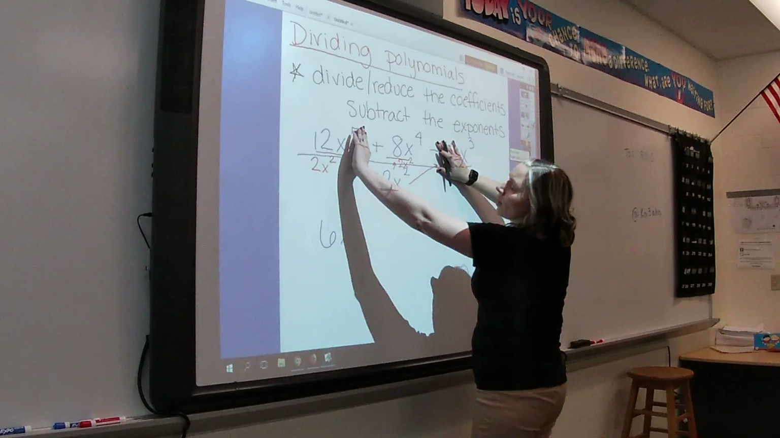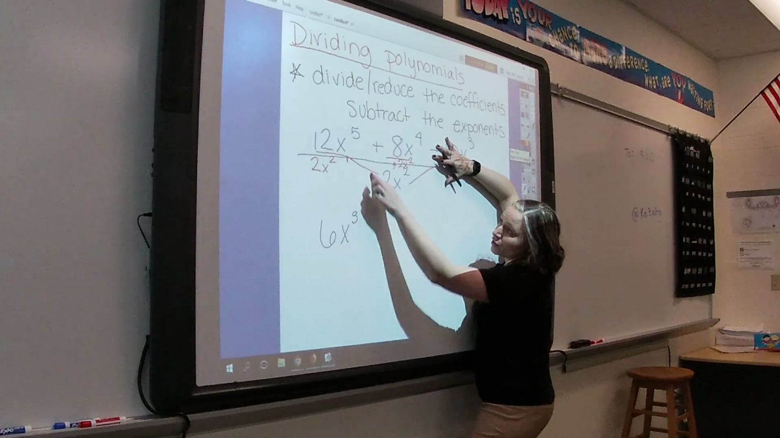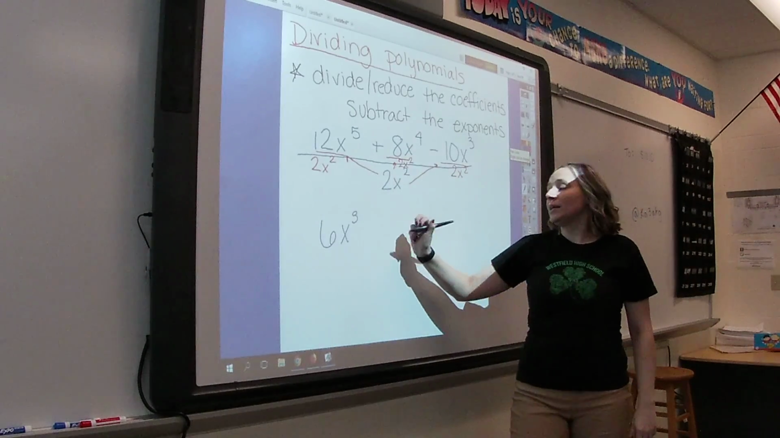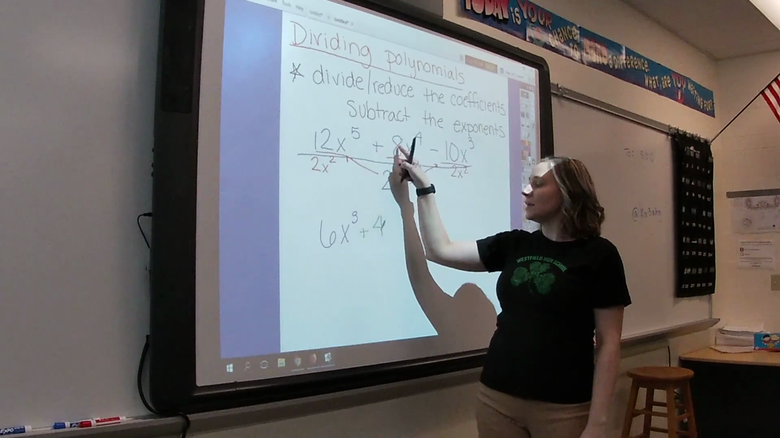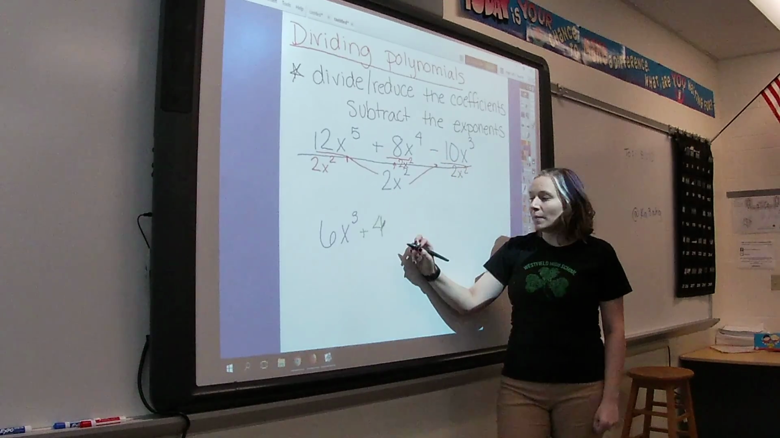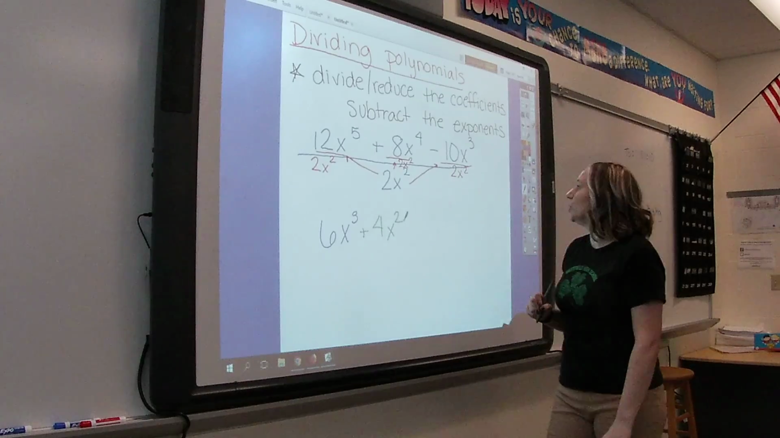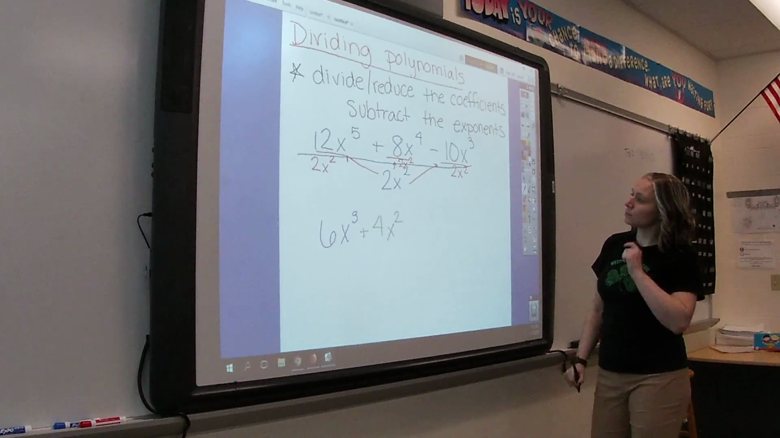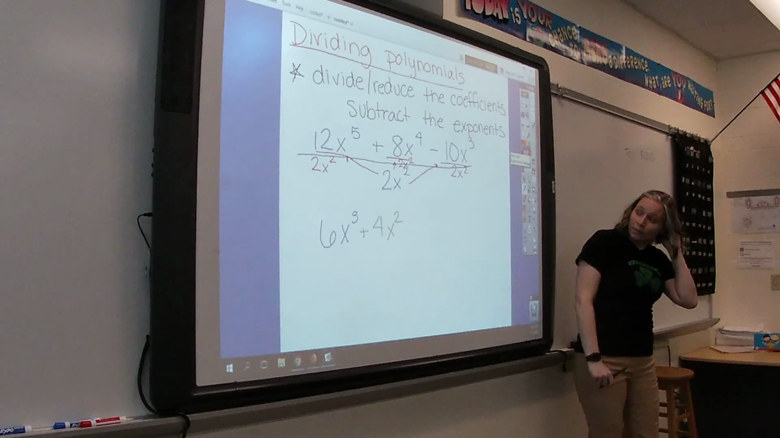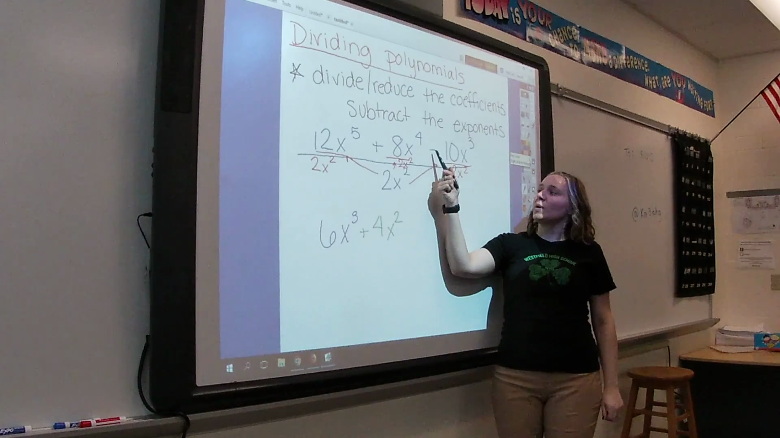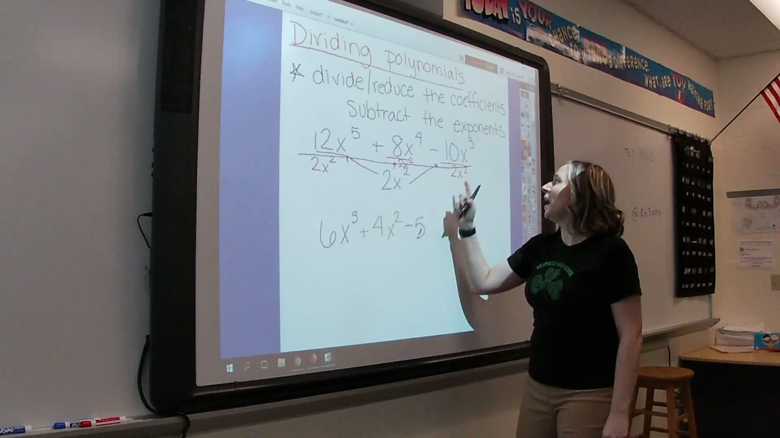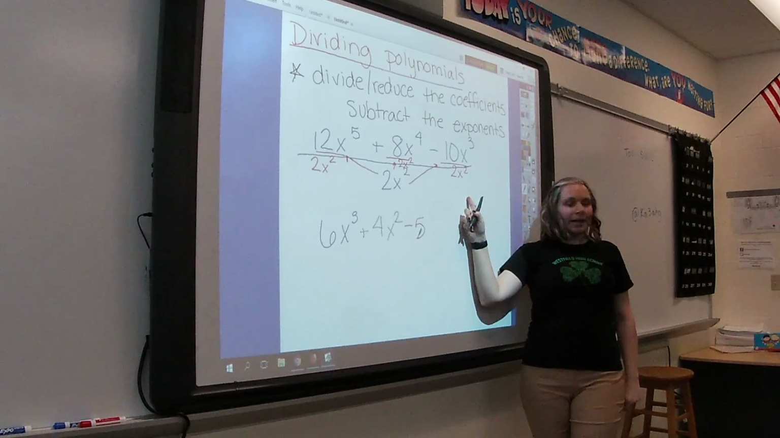Okay, then we'll ignore these pieces. We're just looking here in the middle. 4x to the second. 8 divided by 2 is 4. It was a positive 8, it's a positive 4. We'll subtract. 4 minus 2 is 2. And then we'll go to the last piece. Negative 10 divided by 2 is negative 5. X to the 1. 3 minus 2 is 1.